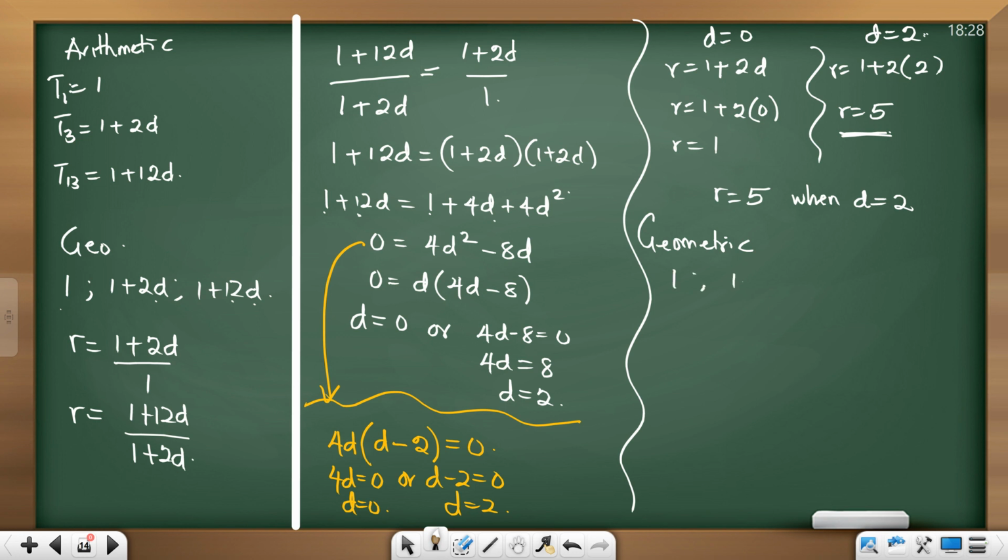It's 1 plus 2d, 1 plus 12d. So it's 1. What is my d? 2. 2 times 2? 4. Plus 1? 5. What's my d? 2. 12 times 2 is 24, plus 1 is 25. And it makes sense that my r is 5. 5 divided by 1, 25 divided by 5. 6 marks.